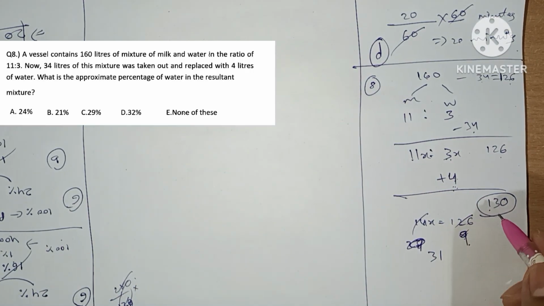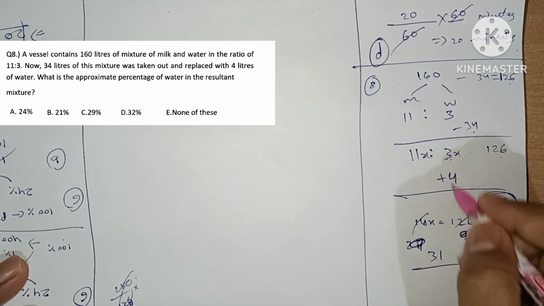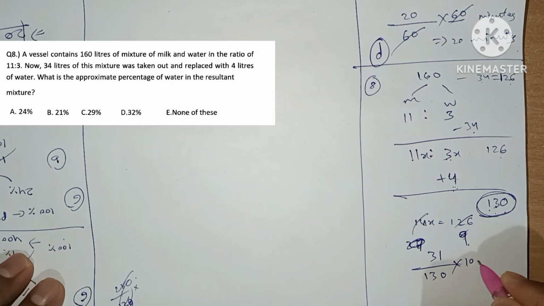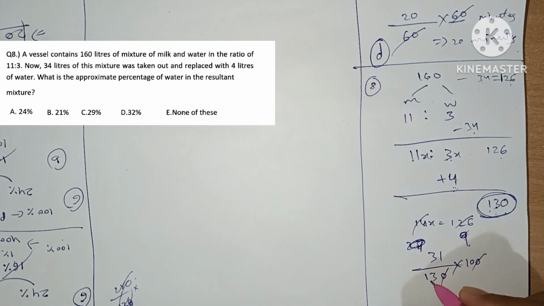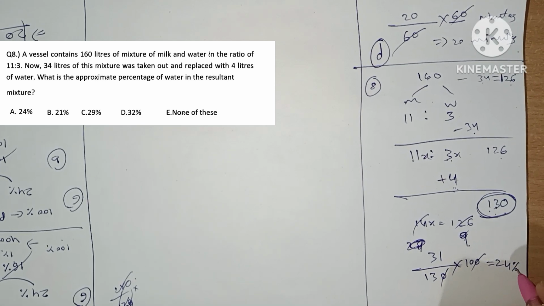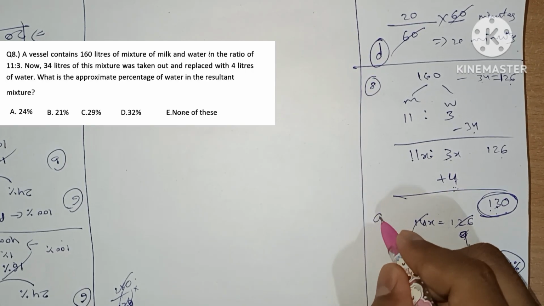The question asked is approximately what percentage of resultant water. The total mixture is 130. Percentage means water divided by total, which is 31 over 130 into 100. The zeros cancel, 310 divided by 13, 13 2 times 26 and 4 times. So approximately we get 24% as our answer. Our answer will be option A.